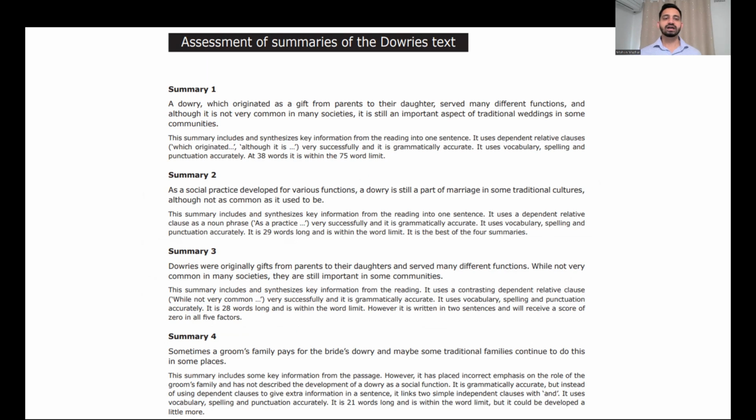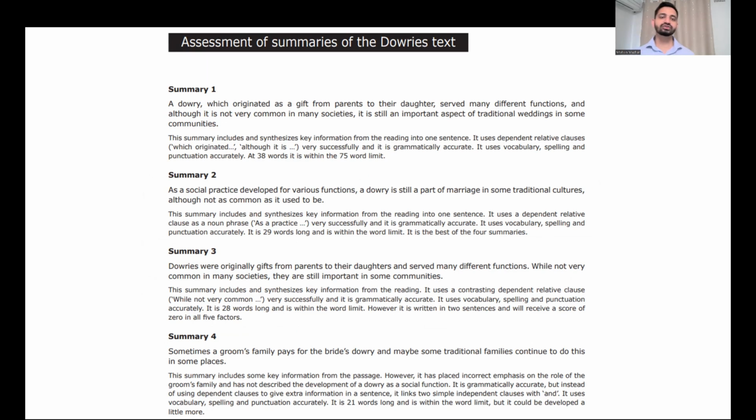Summary number 1: a dowry which originated as a gift from parents to their daughter served many different functions, and although it is not very common in many societies, it is still an important aspect of traditional weddings in some communities.